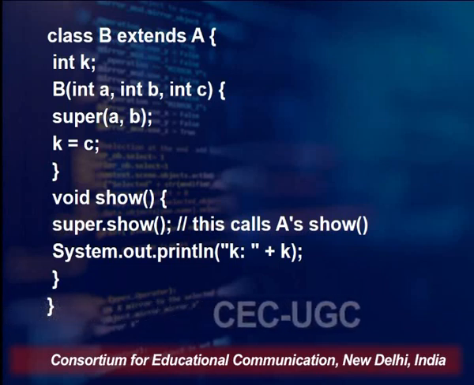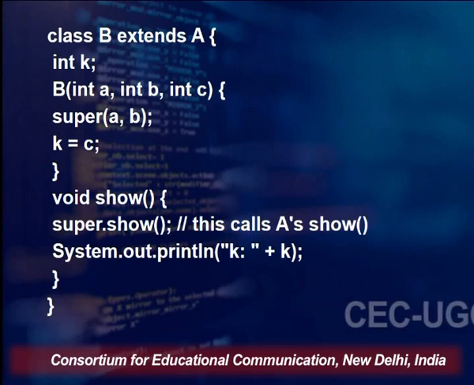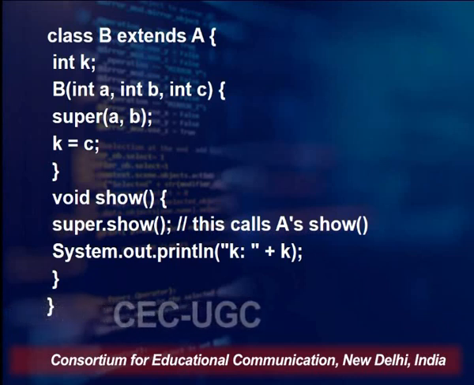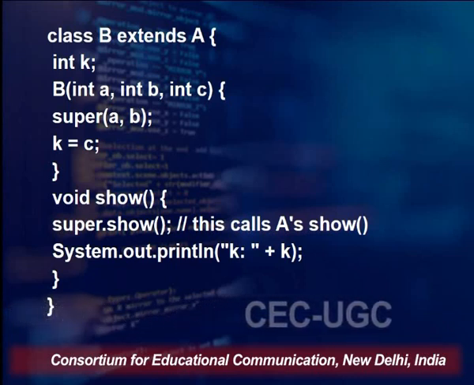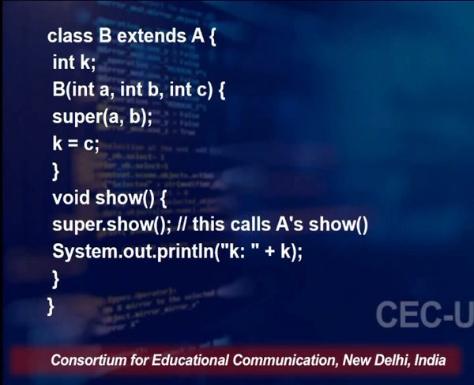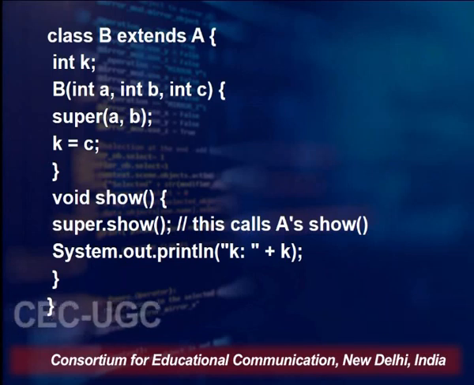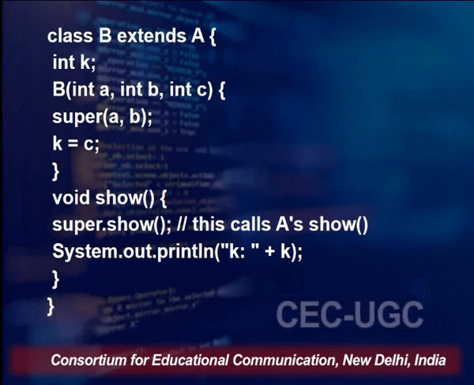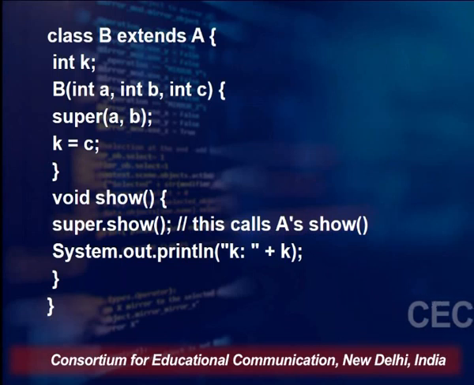So in order to access A's show version, or the parent class version of an overridden method, we will be using the keyword super as shown in this program, and this keyword super has to be the first line or the first statement within our method.